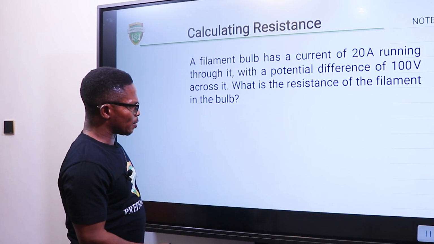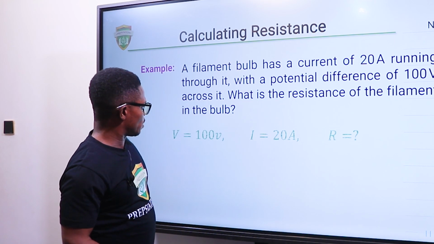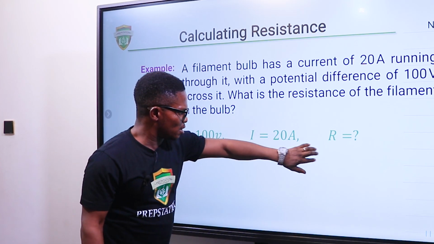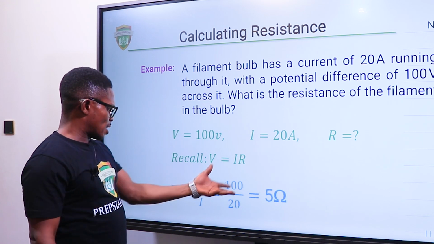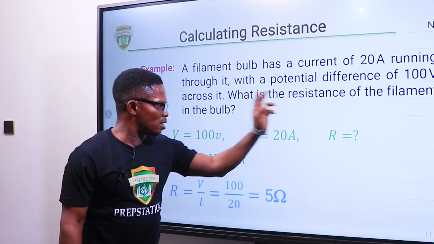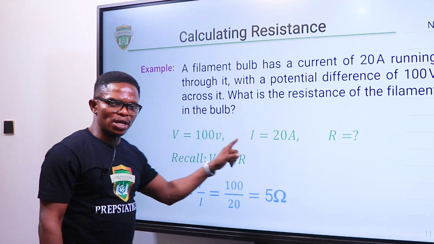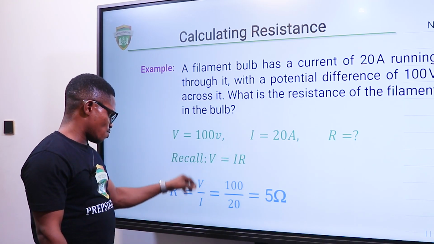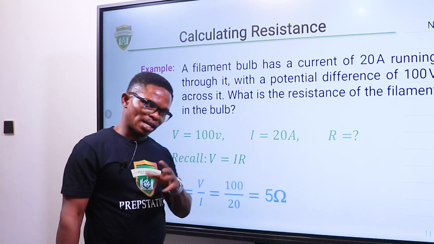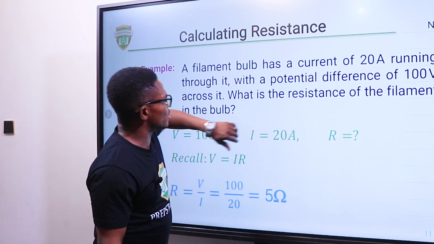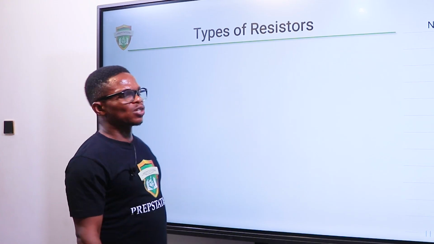So let's move forward. I think I still did the calculation here. I just wanted to show you. Look at it: V, I, R unknown. Recall V equals IR, so R equals V over I. When you play with the numbers, you get the answer. Was that simple enough? Yeah, of course. Let's move forward. Types of resistor.